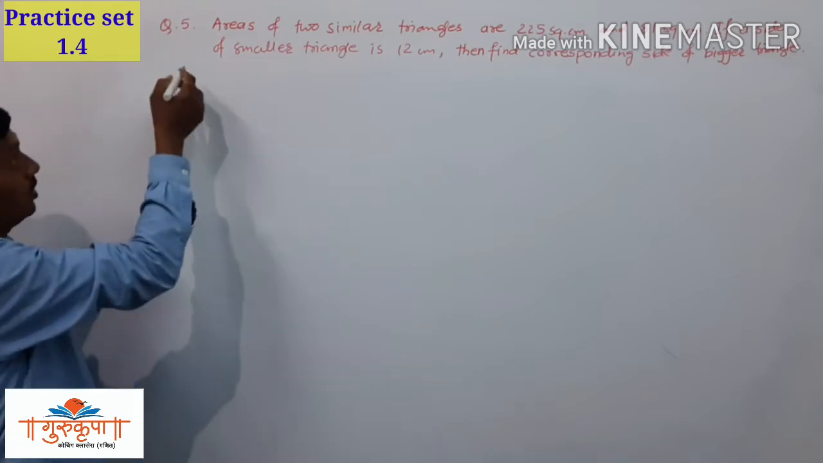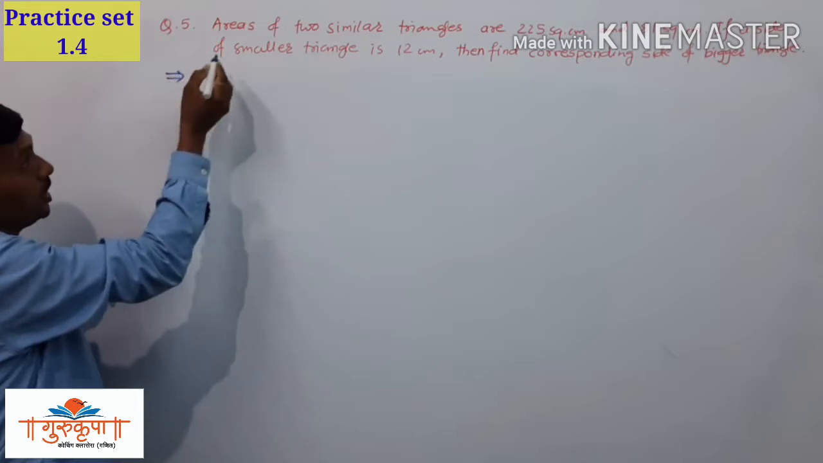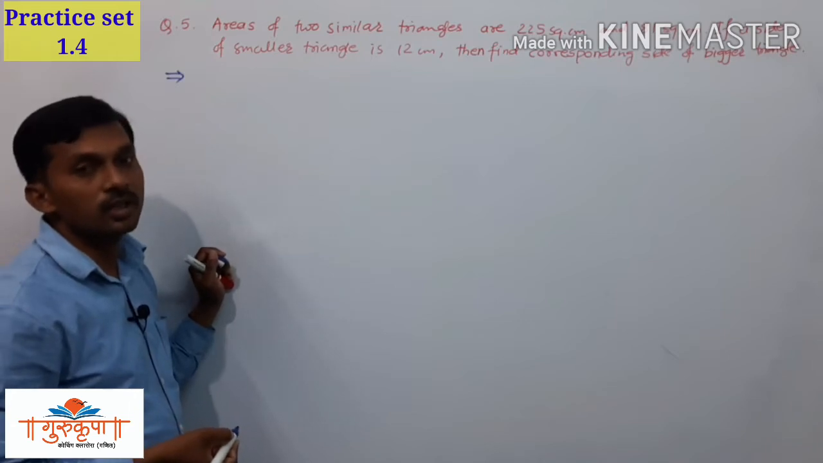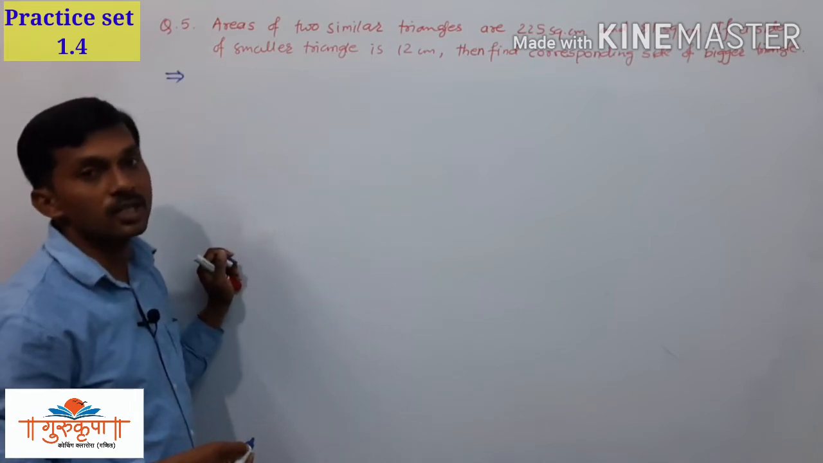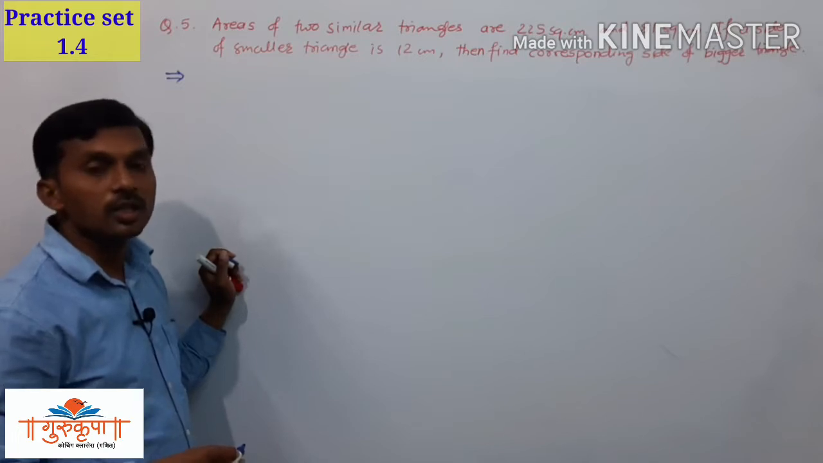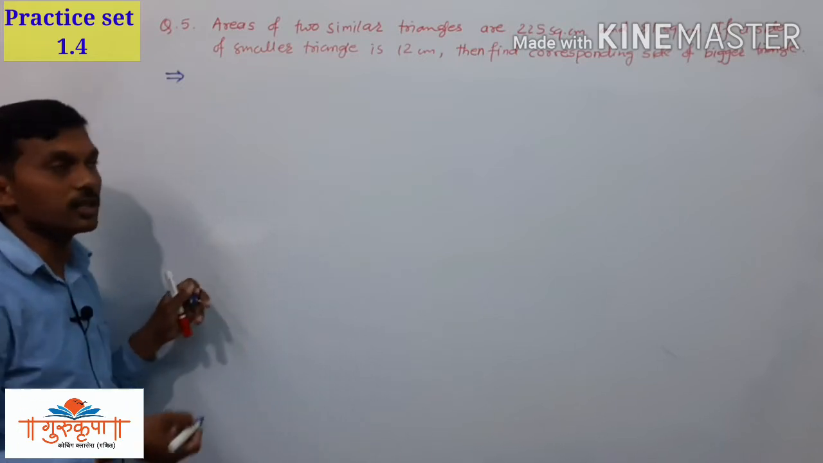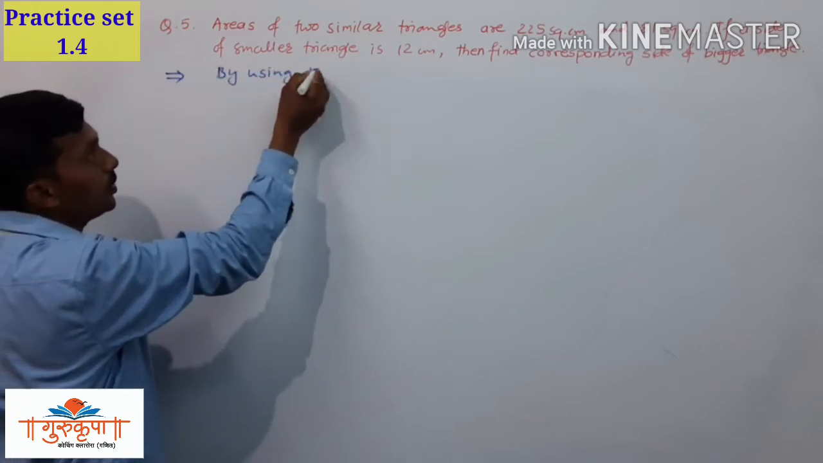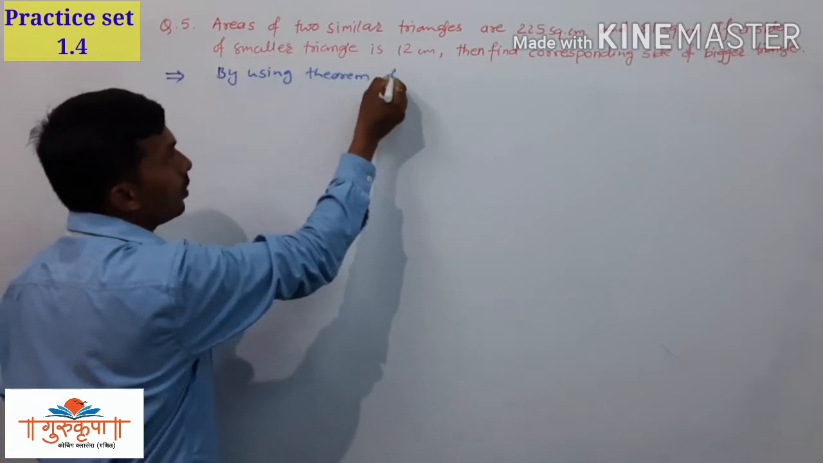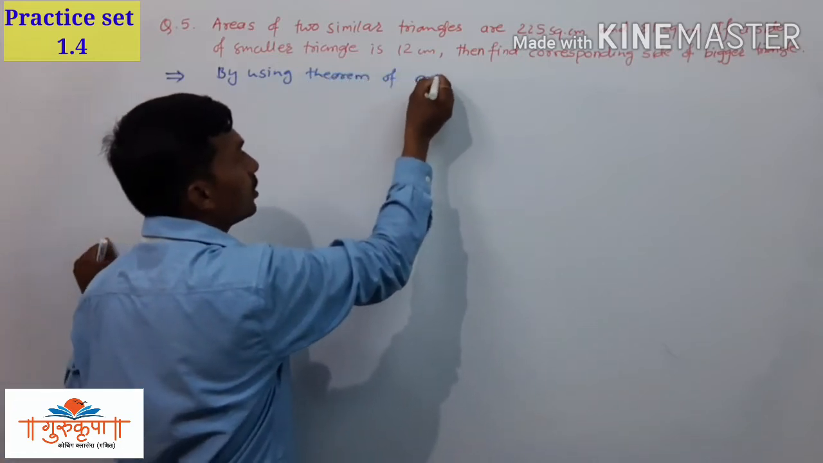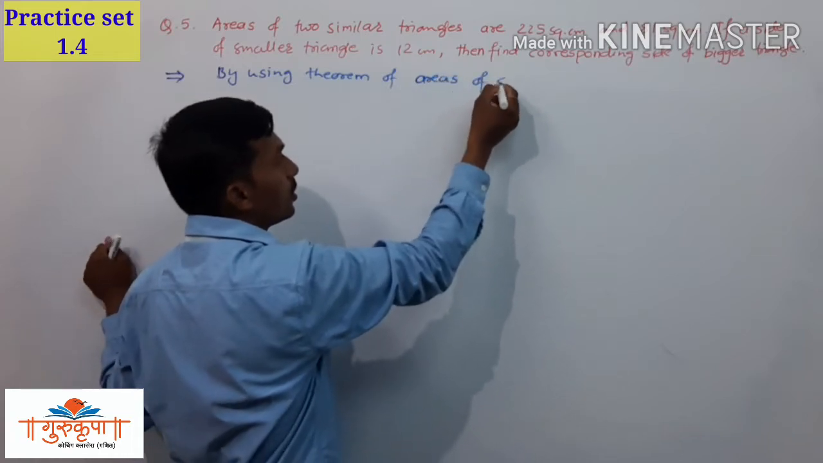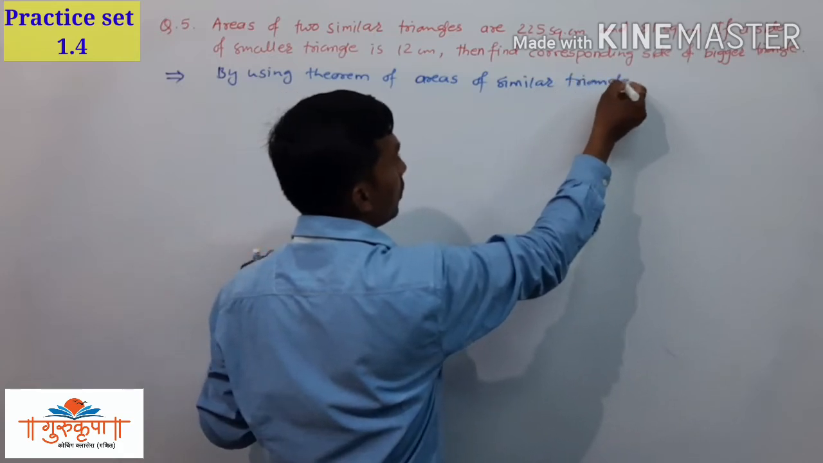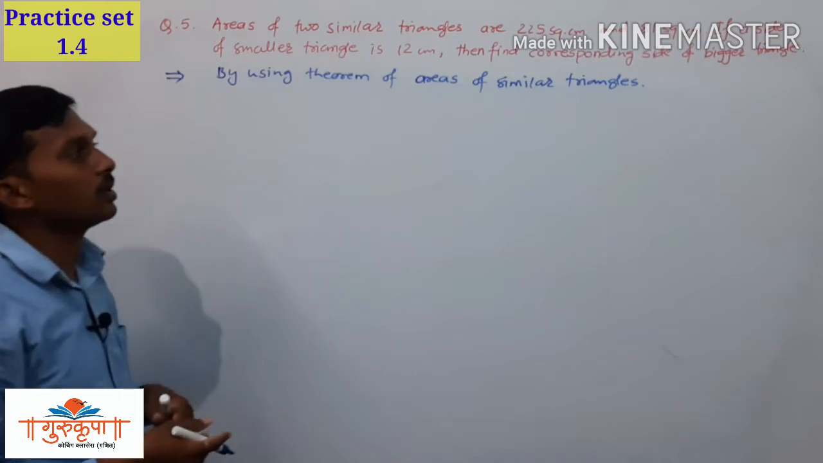Now the information we have is that both the triangles are similar to each other. The first one is the bigger triangle, the second one is the smaller triangle, and since both the triangles are similar to each other, we have to use the theorem of the areas of similar triangles. So here we will write: by using the theorem of areas of similar triangles.